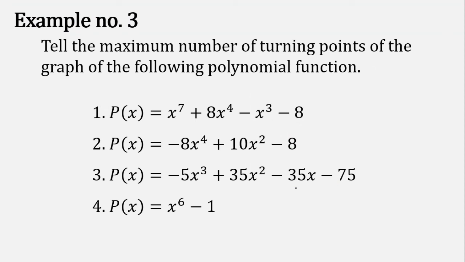Now let's tell the maximum number of turning points of the following polynomial functions. Number 1 is 6 because 7 minus 1 is 6. For number 2, the degree is 4, minus 1, that is 3. On number 3, the degree of this polynomial function is 3, so 3 minus 1 is 2. And this is 6. 6 minus 1 is 5. Again, these numbers are the maximum. Meaning, it could be this number or less than this number, but not greater than this number.